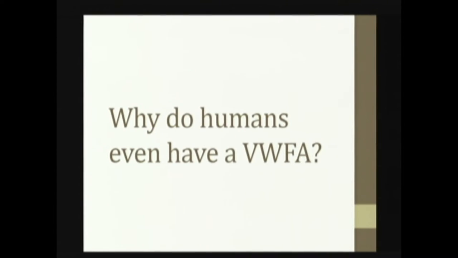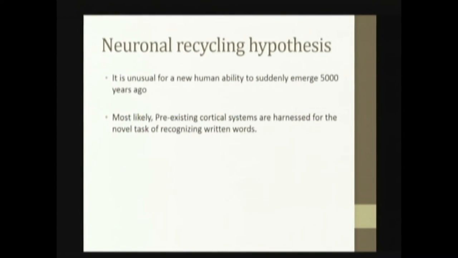So why is there even a visual word form area? This has disturbed some of the scientists doing research in this area. They're basing their explanations on the theory of evolution. Language has been present for over 150,000 years because it served an evolutionary purpose in communication and such. But reading emerged only 5,000 years ago. That's not enough time for an evolutionary process to take place. So they approached it from that side and tried to figure out why.